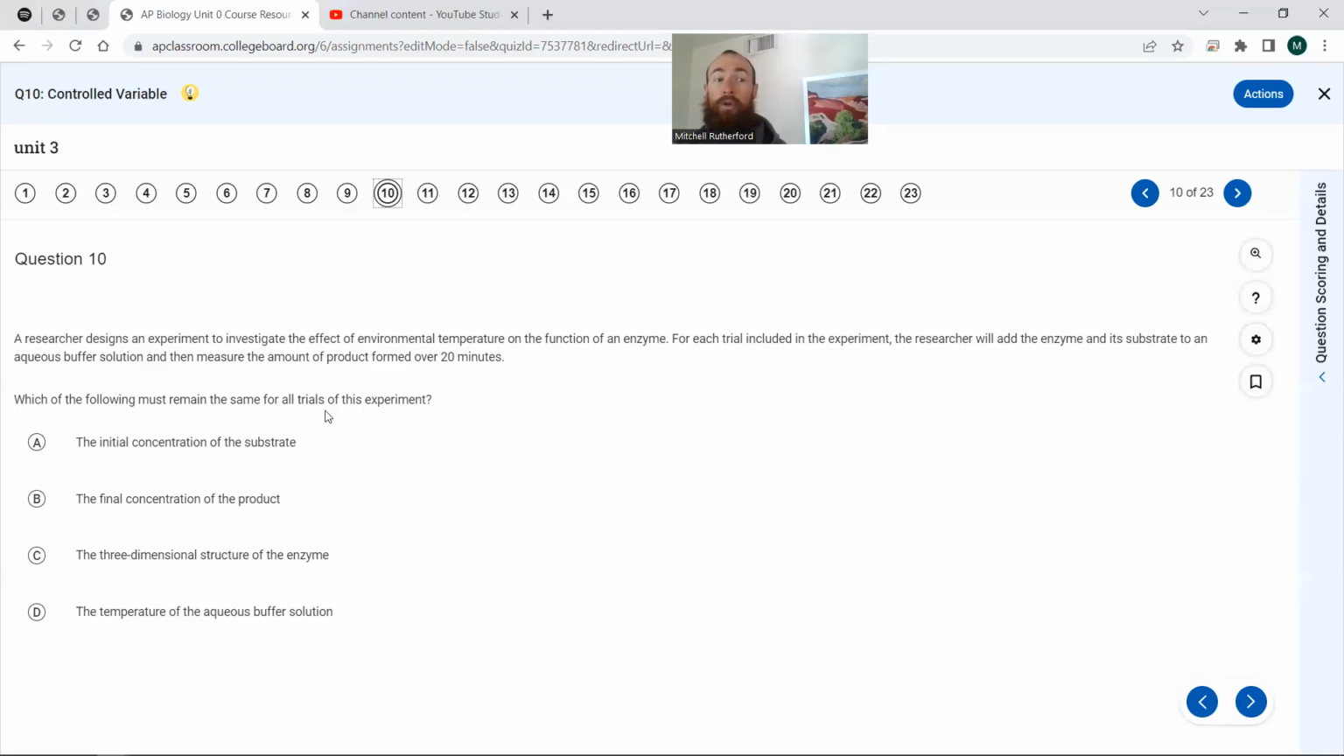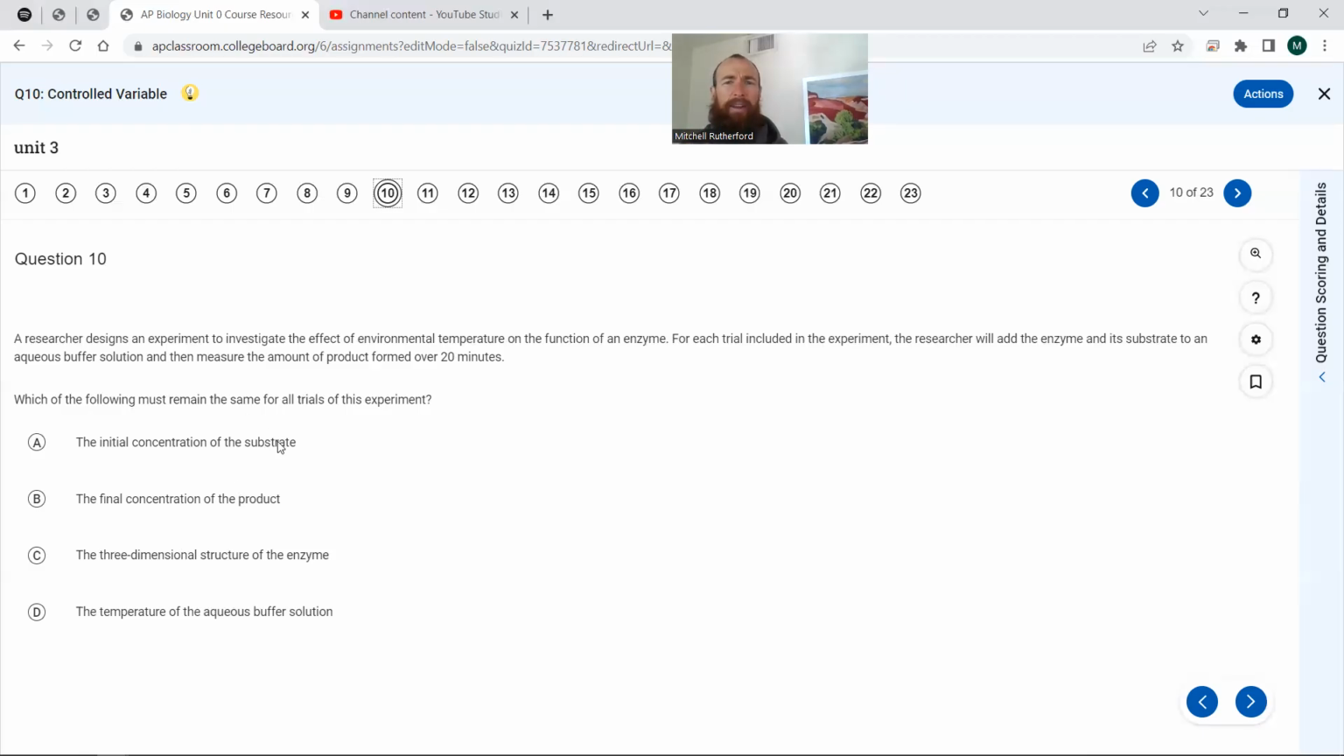These are called controls. The initial concentration of the substrate, hell yeah. The final concentration of the product, no, that's obviously going to change, okay? That's who wins the race. C, it's got to be A. Three-dimensional structure of the enzyme, yeah, I mean, that has to stay the same. No, because remember that whenever anything bonds to an enzyme, it will change shape. But also C is like, I mean, you've got to use the same enzyme, but A is just perfect, right?